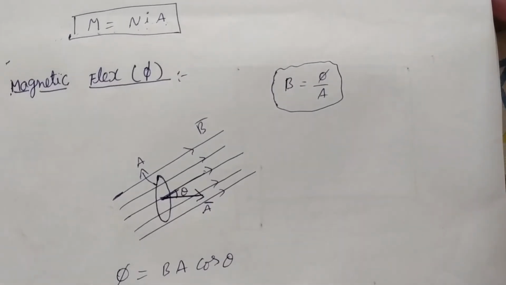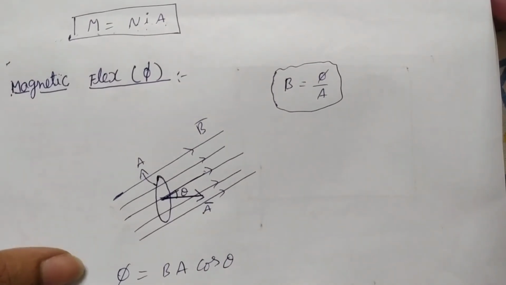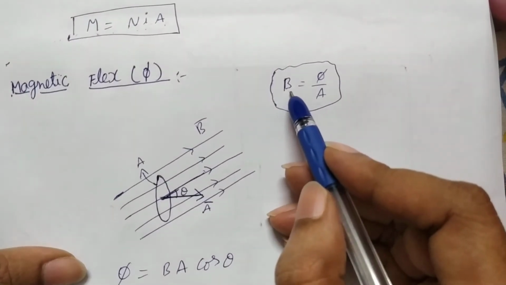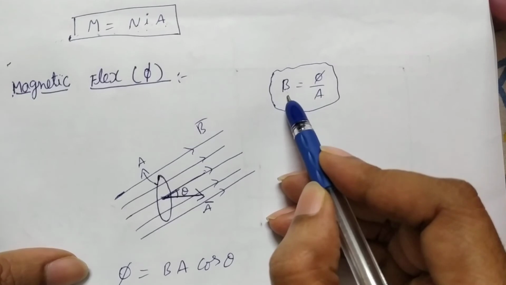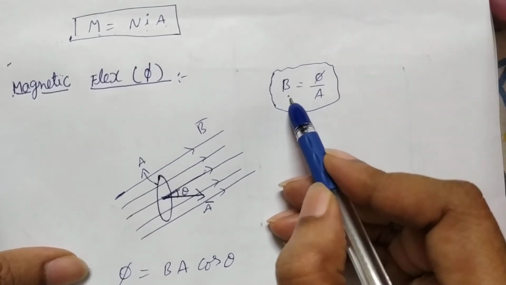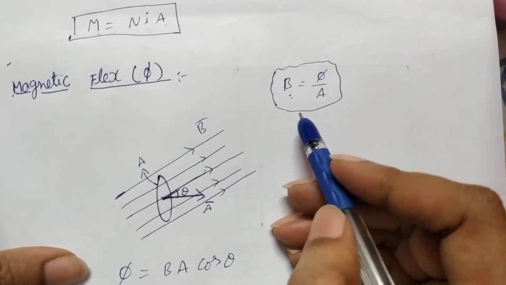Now let's see magnetic flux. First of all, we know what is magnetic field induction. Magnetic field induction is defined as the force experienced by a unit north pole at a particular point. We can call it the magnetic field induction at that particular point. Like that we can define.